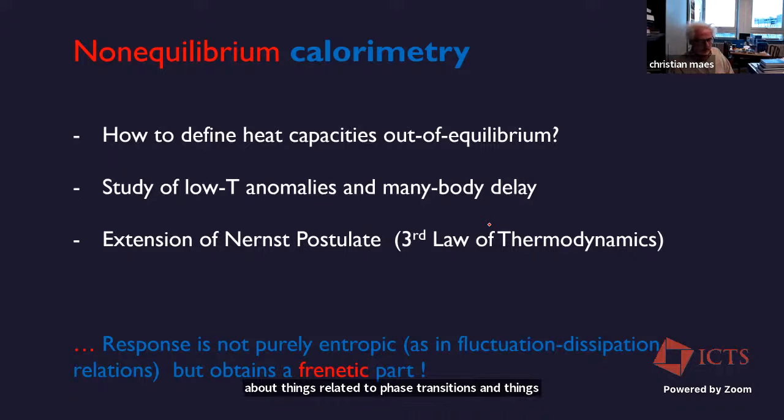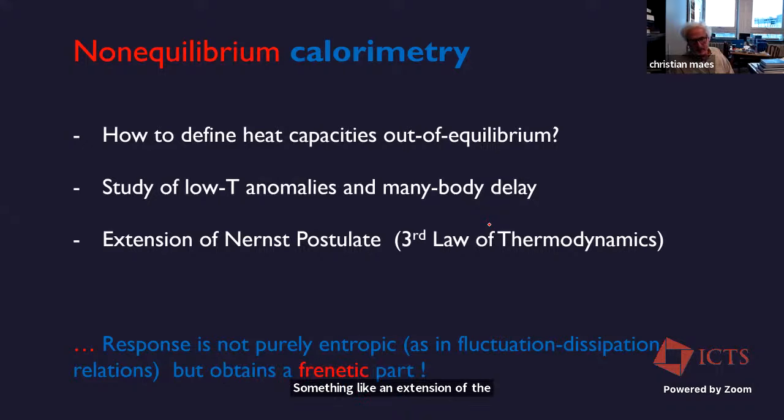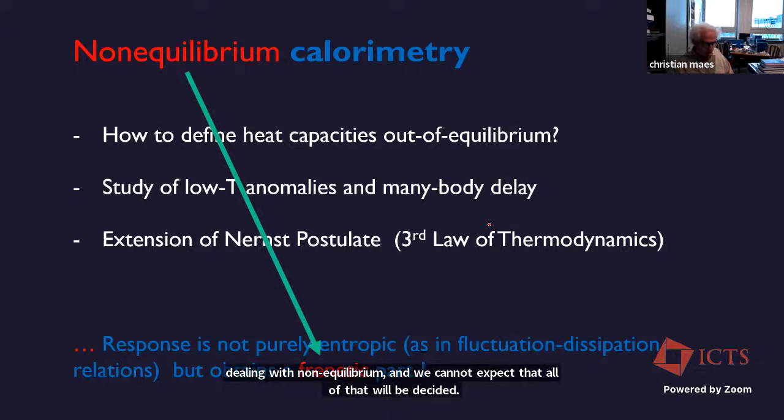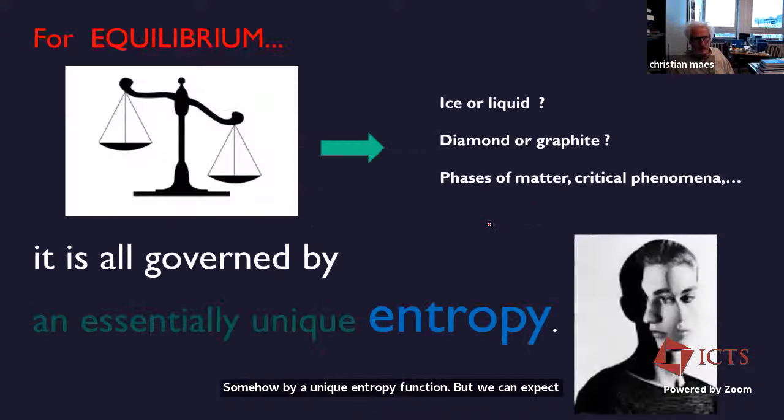And also, for setting the general scene at low temperature, is there something like an extension of the Nernst postulate? Now, in all that, one has to face basically the problem that we are dealing with nonequilibrium, and we cannot expect that all of that will be decided somehow by a unique entropy function, but we can expect that other aspects, which I have called frenzy, will start to play a role.